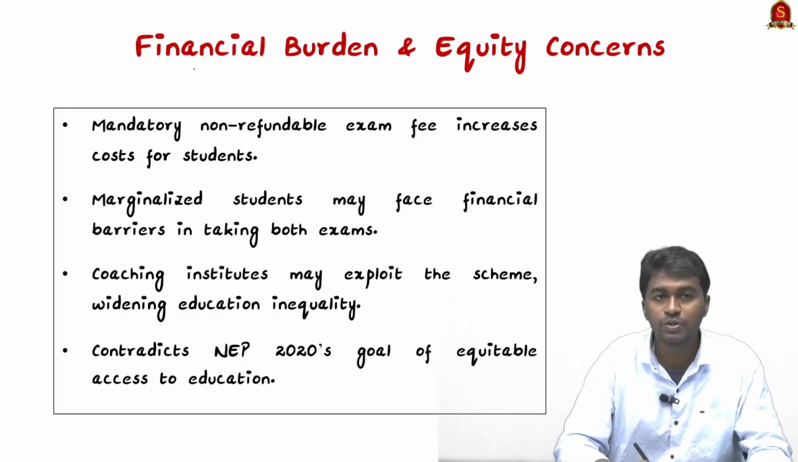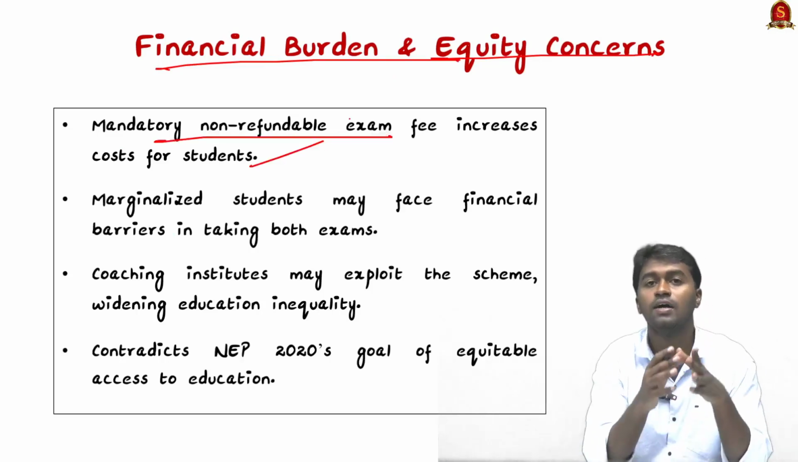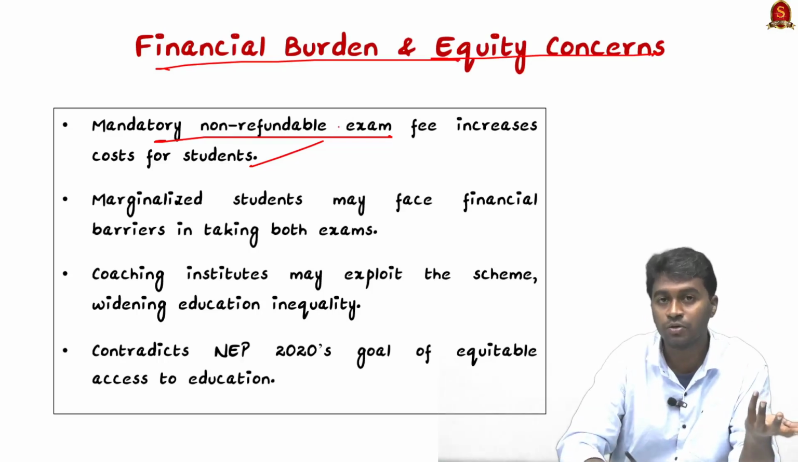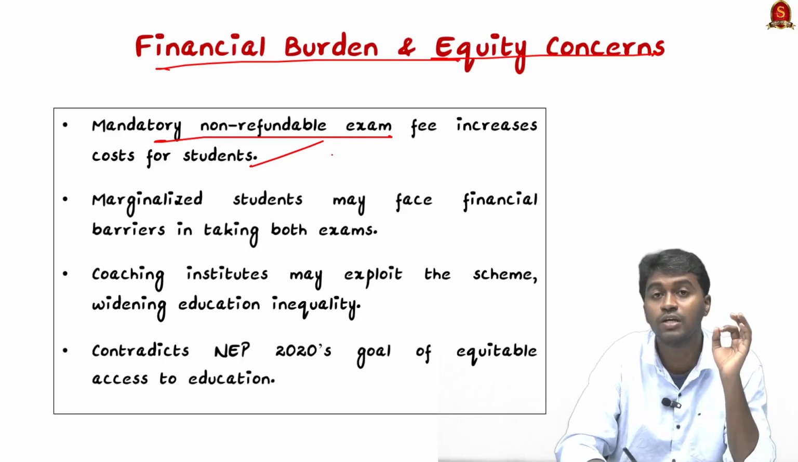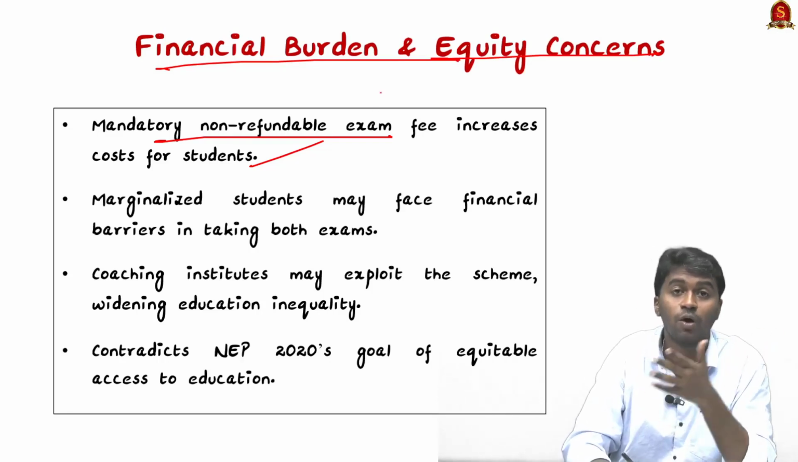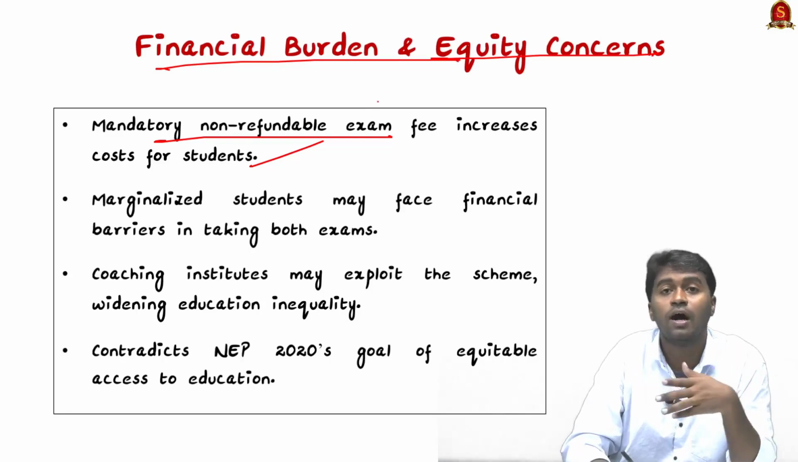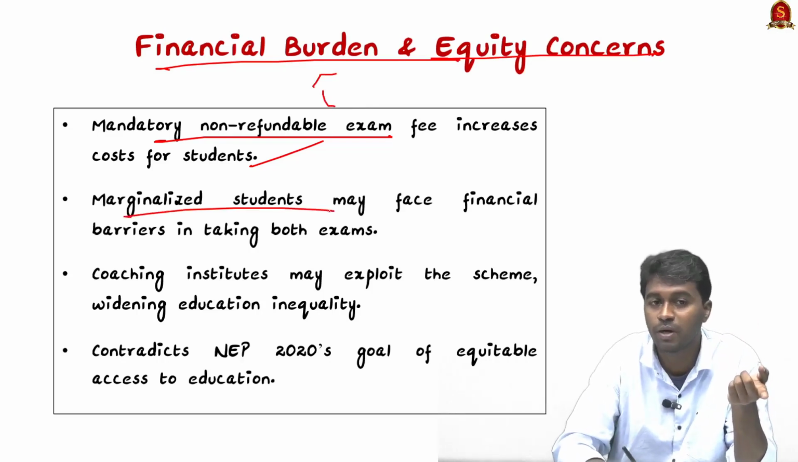And the next major issue is the financial burden and equity concern. That is the mandatory non-refundable examination fee. Once this scheme is implemented, there will be an enhanced examination fee, and that covers both the first phase and the second phase. What if the student is not appearing for the second phase? Then it is bringing an additional financial burden to the students, and especially the students from the marginalized communities.